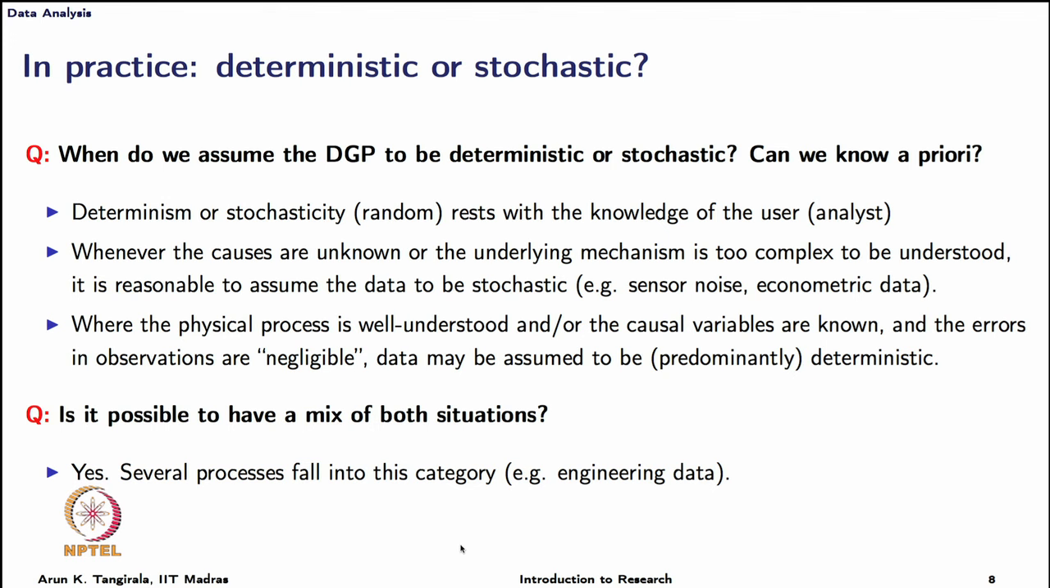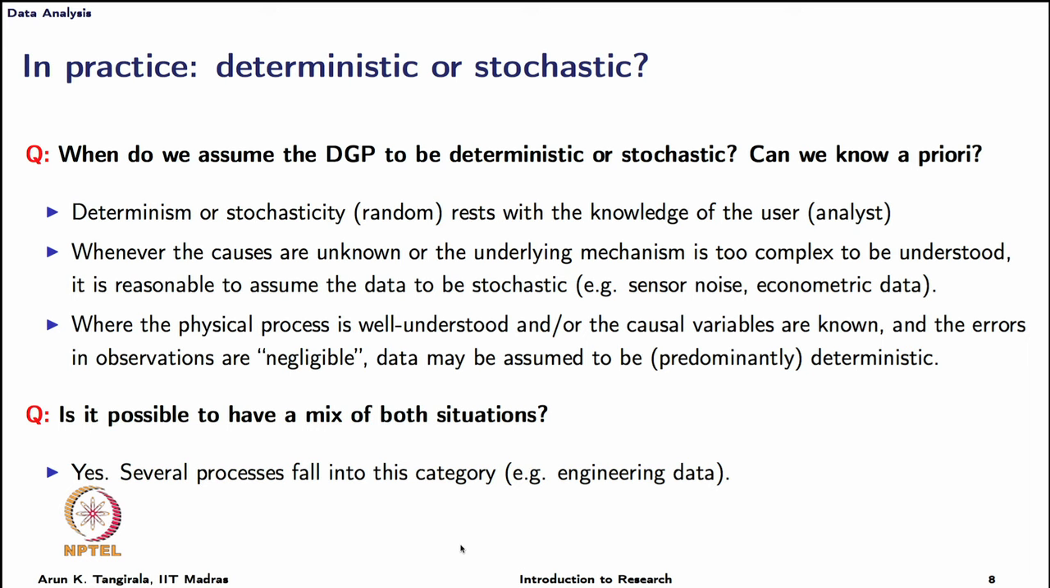So, before we move on to learning what is a procedure that is typically followed in data analysis, it is again good to close this discussion on deterministic or stochastic with this question: when do we assume the DGP to be deterministic or stochastic? Does someone come and tell me that? Obviously not. Can I find in the literature? Sometimes yes, but most of the times no, for the process that I am looking at. So, is there a way to know a priori?